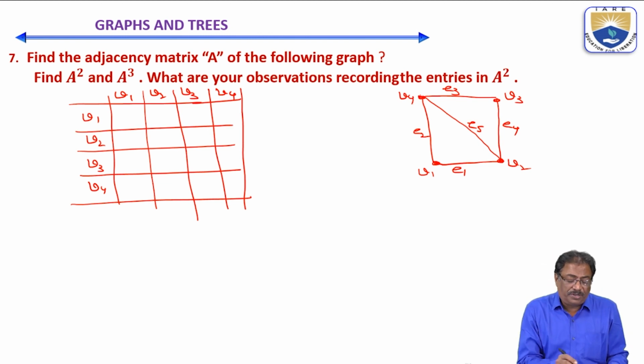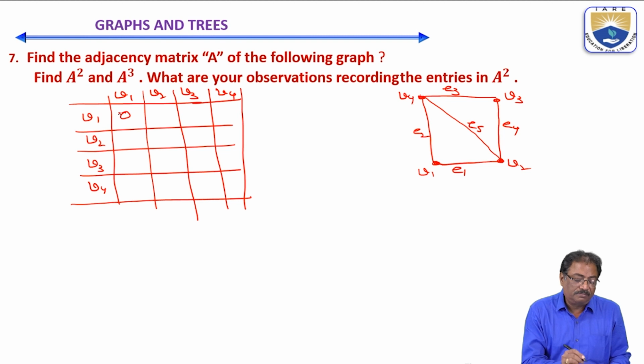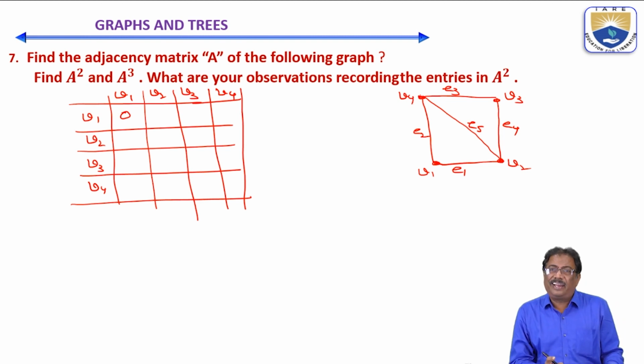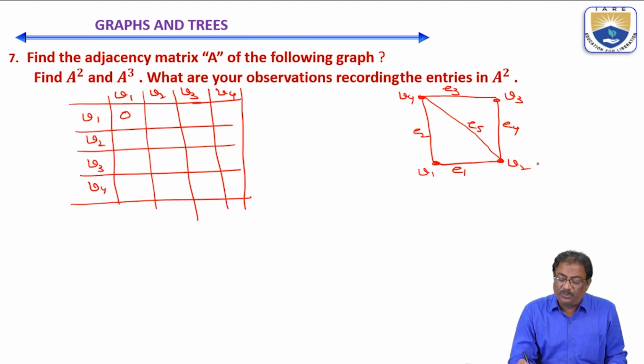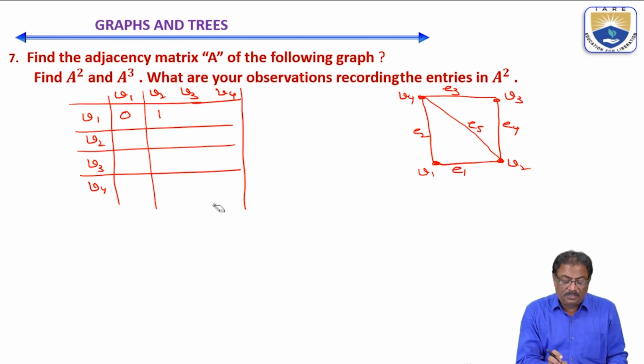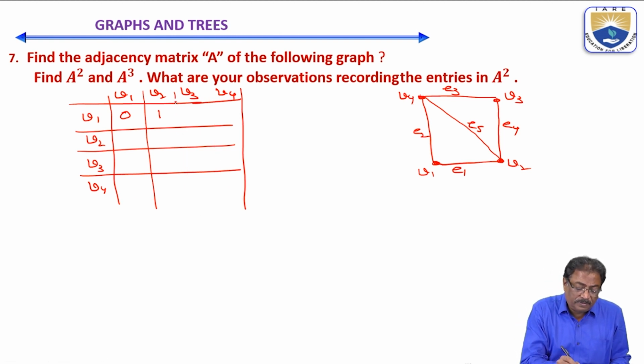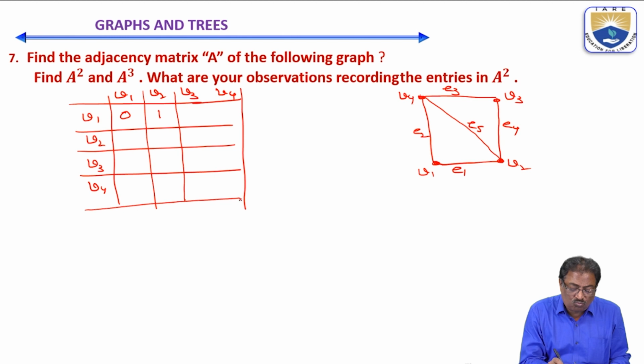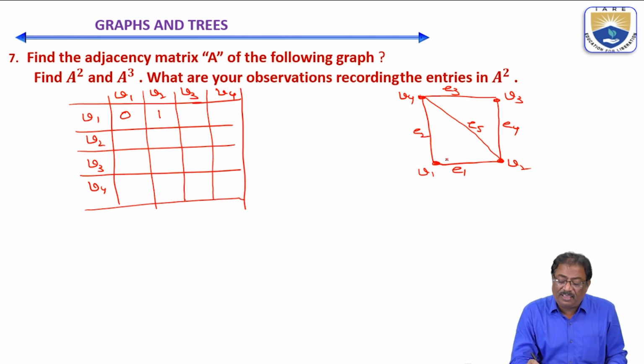Whenever V1 to V1 there is no edge, 0. Whenever there is an edge, we are going to take the corresponding value as 1, otherwise it will be 0. Now V1 to V2 there is an edge, so I am taking that as 1. V1 to V3 there is no edge, 0. V1 to V4 there is an edge, 1.